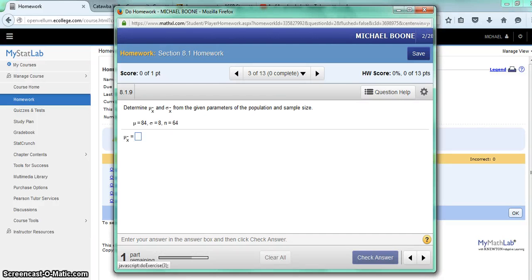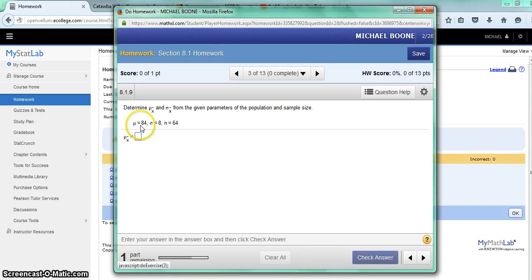All right, in Chapter 8, Section 1, we have some idea of the central limit theorem that's going on. They talked about in Section 1. So when we have a mean of 84 and a standard deviation of 8, that's what we're used to. But now we're taking a sample size of 64 out of this population. And so what do we think that the mean of the sample means would be?